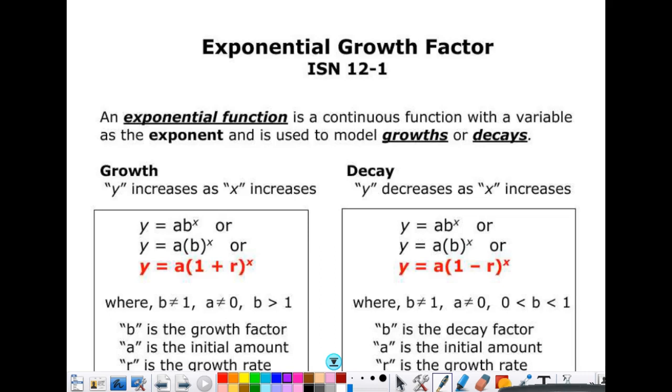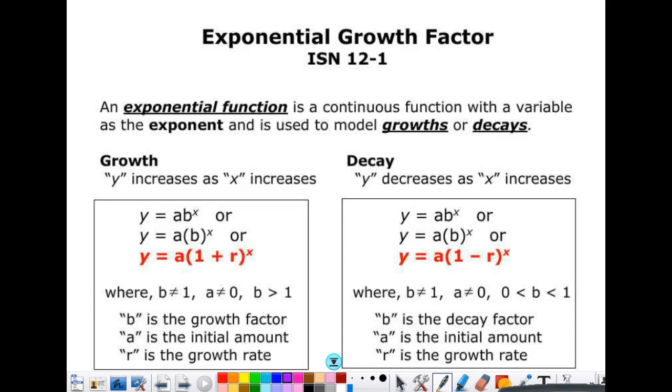So like I was explaining a minute ago, we're going to do the growth. We're going to spend a few days on growth and decay. Okay? An exponential function is a continuous function with a variable as the exponent. So we're dealing with exponents.